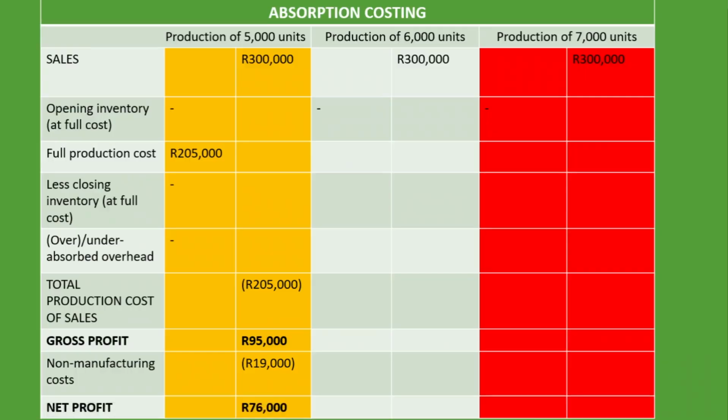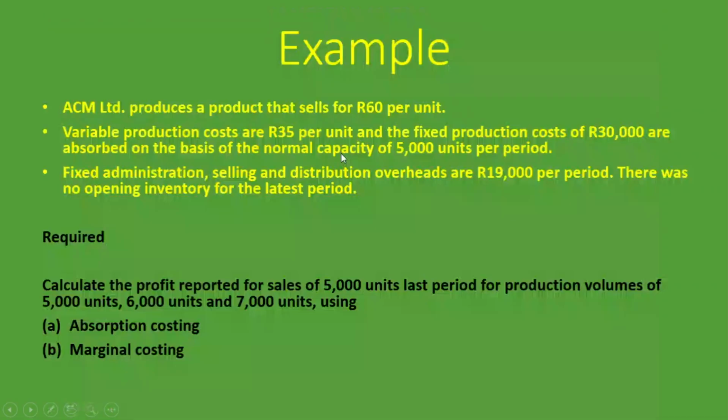Now let's move on to the next one, where we produced 6,000 units. Remember, we sold 5,000 units in all the three, so that's why the sales stays the same. The 5,000 units which we sold multiplied by the 60 rand that we were given in the example, and then we had no opening inventory. And then now we ask ourselves, what is the full production cost? Now remember, here we produced 6,000 units.